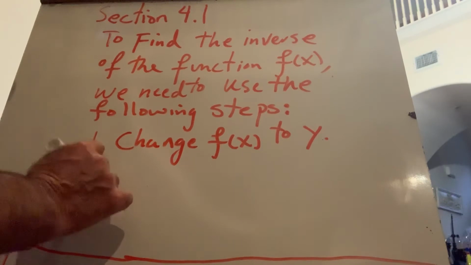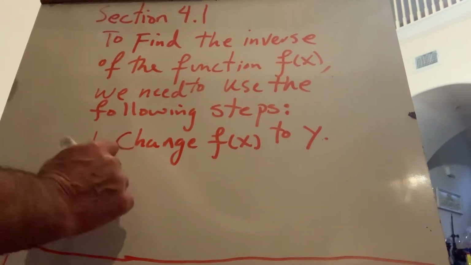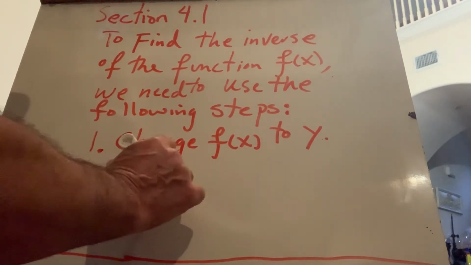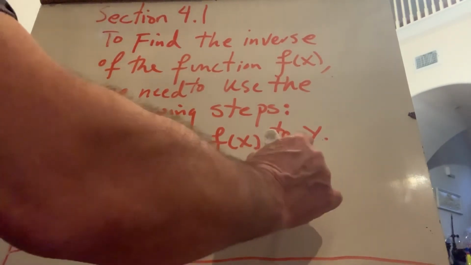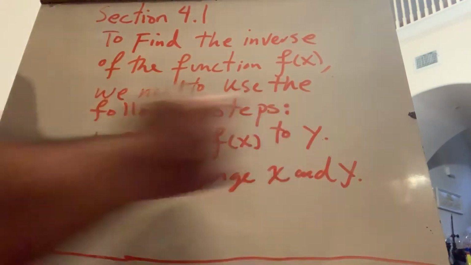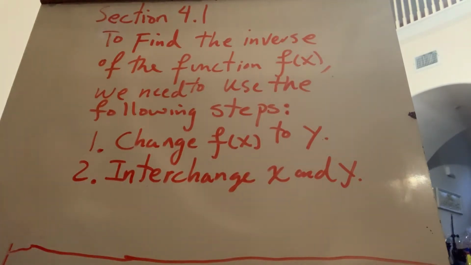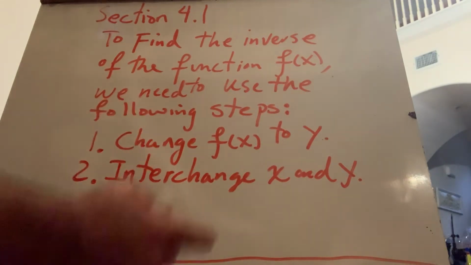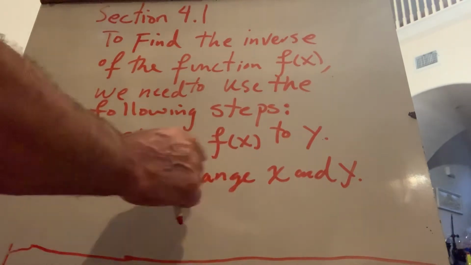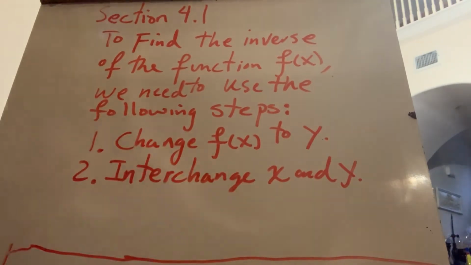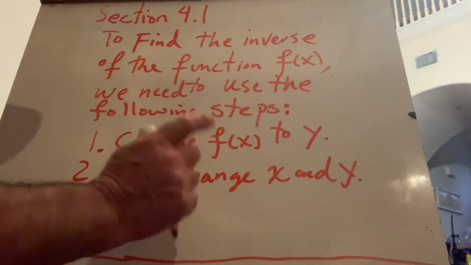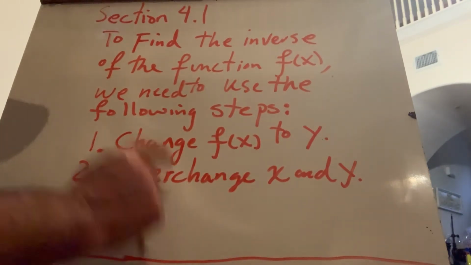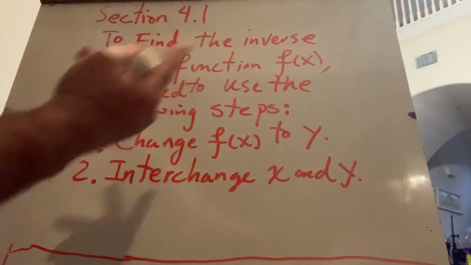Step 2, you're going to actually interchange x and y. Of course, what that means is once you change f of x to y, you now have y and x in your equation. So now step 2 says to actually interchange them. Make all the x's y and all the y's x's. So you're just going to interchange x and y.